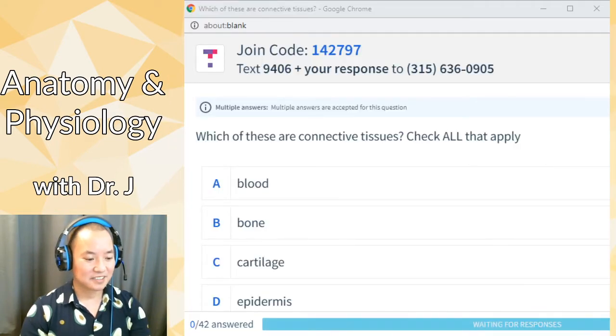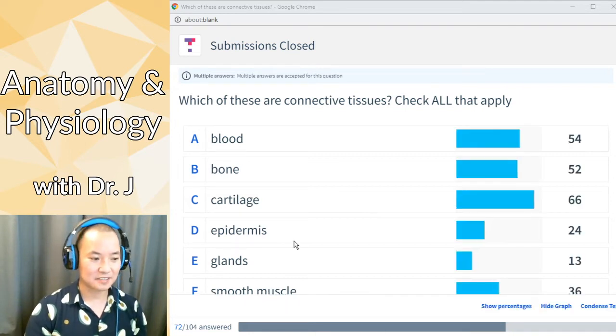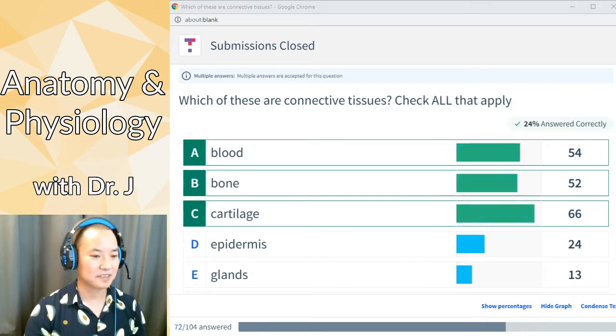So which of these are connective tissues? Okay, let's see how everyone did. So this is the spread of the answers. A lot of you said cartilage. Some of you said bone. A lot of you had said blood as well. Epidermis, glands, and smooth muscle. So what's correct? Well, the first three are correct.